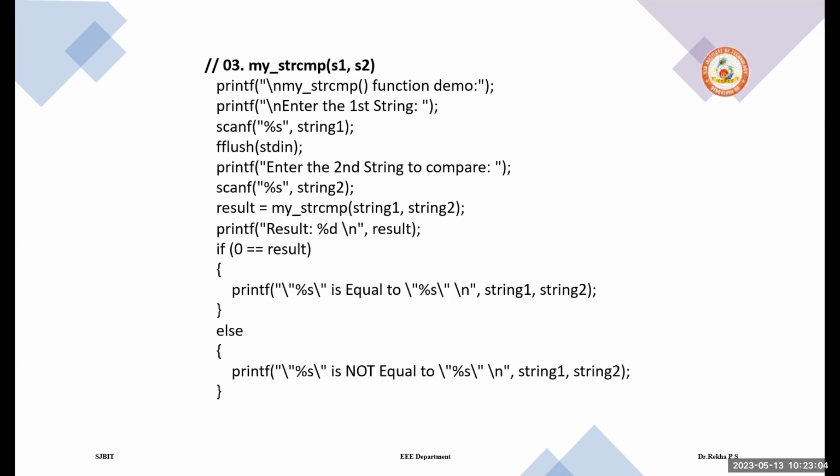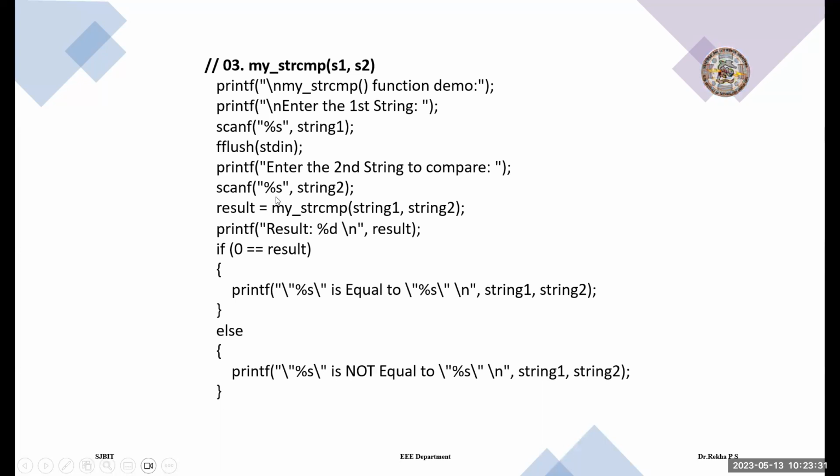Now, that value, I'm storing it in string 2. So first I have asked to enter the first string, I've stored it in string 1. The second time, I'm asking the user to enter the second string, I'm storing it in string 2. That I'm passing as a function parameter, strcmp(string 1, string 2). It will throw the result.